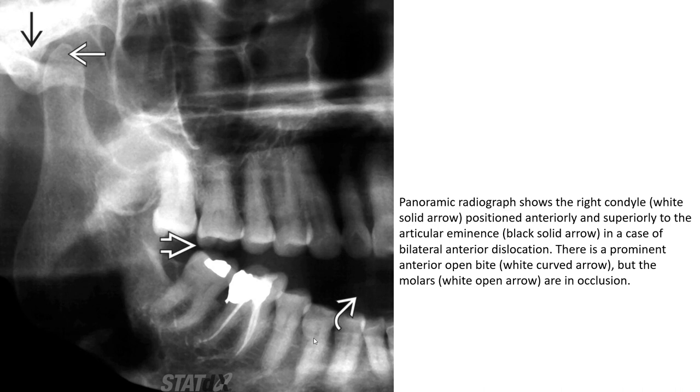So this is a panoramic radiograph. The right condyle (white arrow) is positioned anteriorly and superiorly to the articular eminence (black solid arrow). In a case of bilateral anterior dislocation, there is a prominent anterior open bite (white curved arrow), but the molars (white open arrow) are in occlusion.